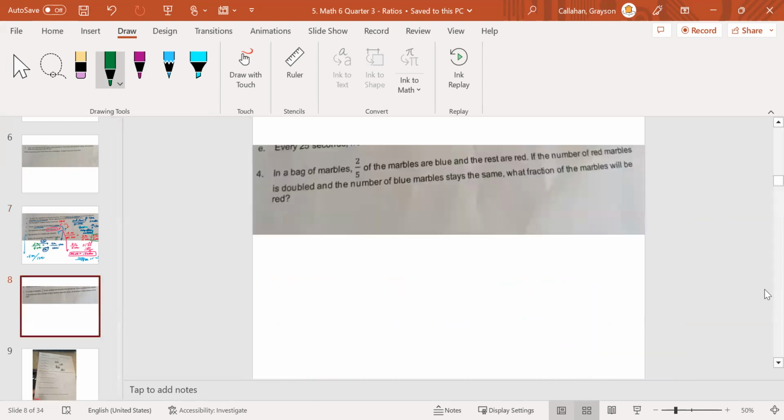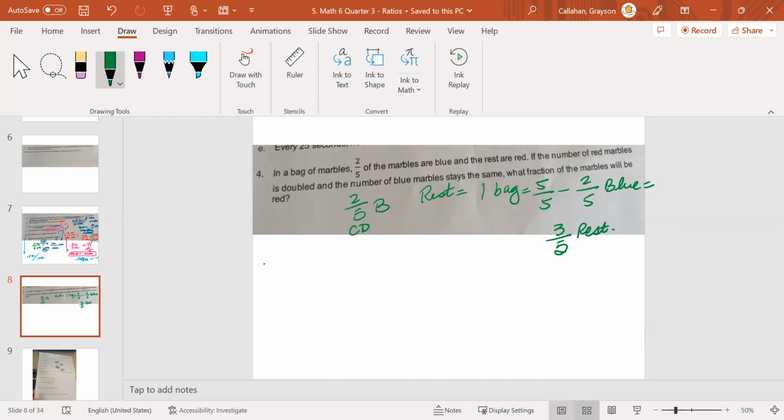What's the next one? Number 4. In a bag of marbles, 2/5 of the marbles are blue, and the rest are red. So the rest, okay, 1 bag of marbles is 5 over 5. Do you agree with that? And I use 5 because that's the common denominator, okay? So 1 bag minus 2 over 5, which are blue. If I subtract it, it gives me 3 over 5. Do you see that? 5 minus 2 is 3. 5 stays the same. This is the rest of the marbles. Do you see that? Okay.